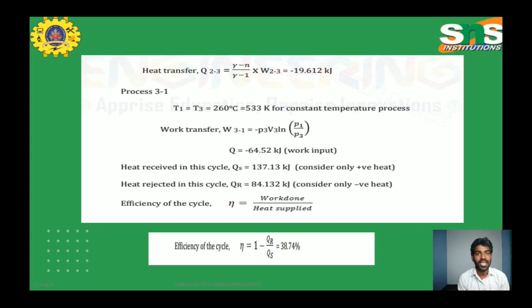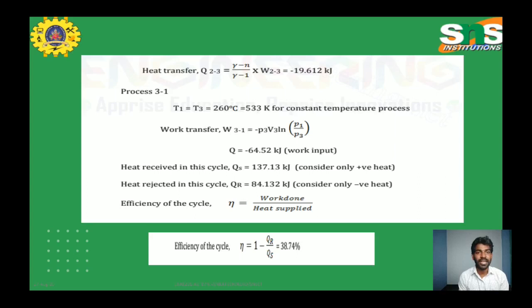The final one is the efficiency of the cycle. The basic definition of efficiency is work output by heat input, that is, work done by heat supplied. In this problem, the efficiency is 1 minus QR by QS. QR indicates heat rejection, and QS indicates heat supply. So the final efficiency of this combined problem is 38.74%. This is the final solution of this given problem.